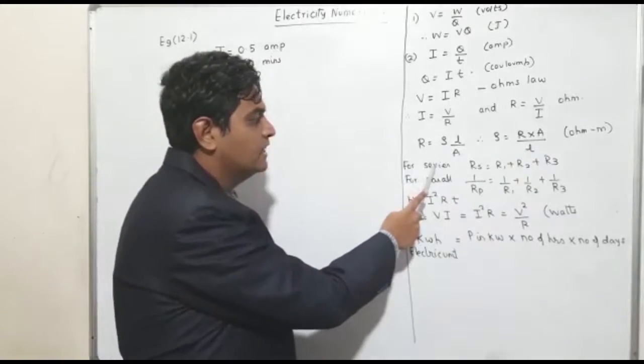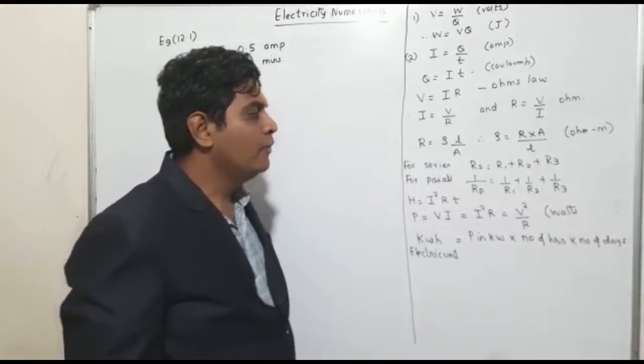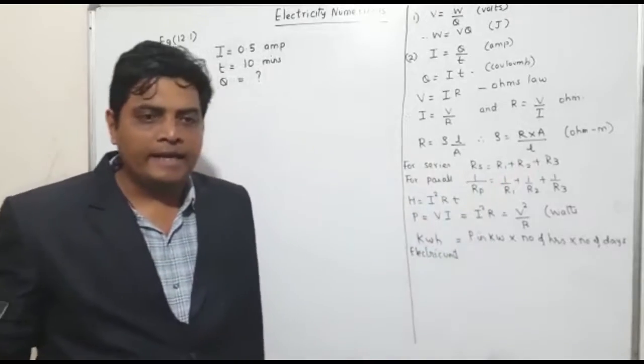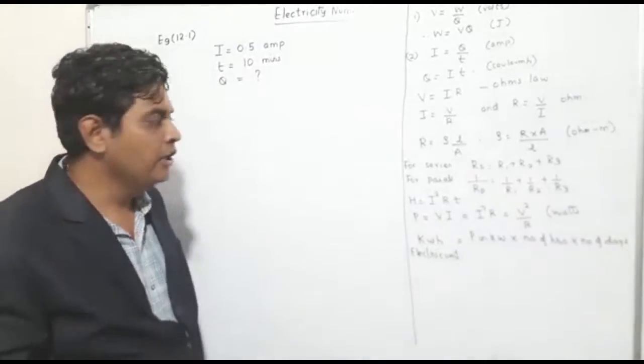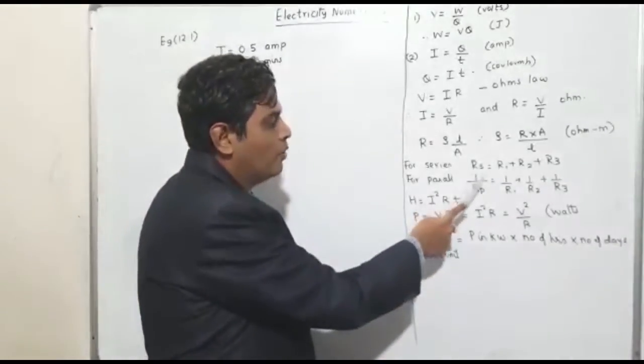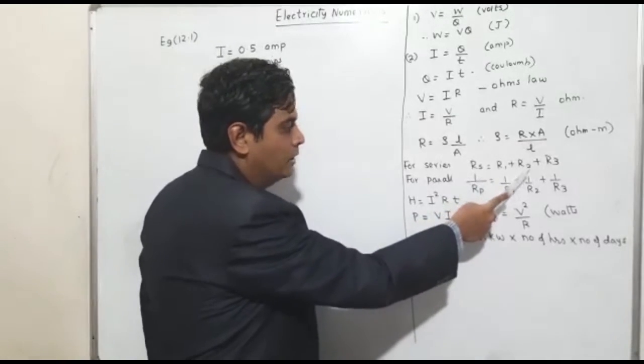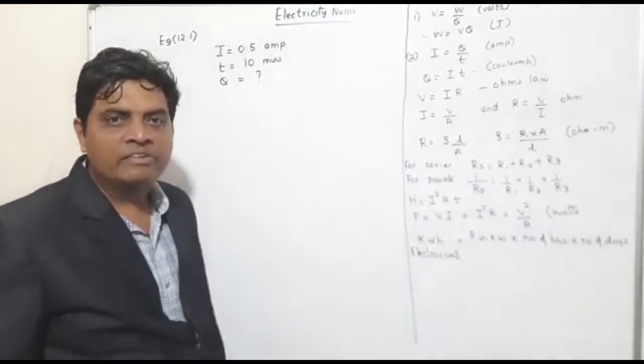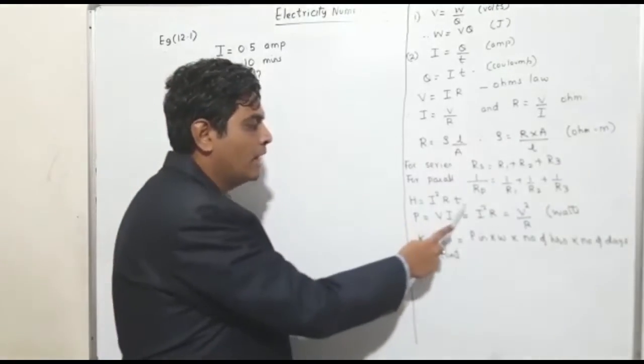Then we have connection in series. Equivalent resistance is equal to R1 plus R2 plus R3 up till Rn if n resistances are connected, and if it is parallel, then 1 upon Rp is equal to 1 upon R1 plus 1 upon R2 plus 1 upon R3. Heat generated by Joule's law is given by I square RT.